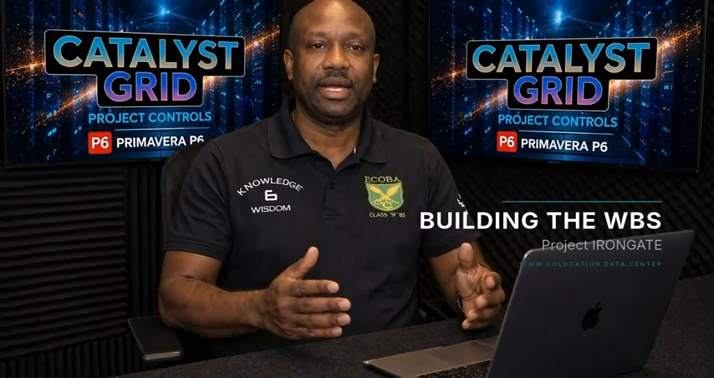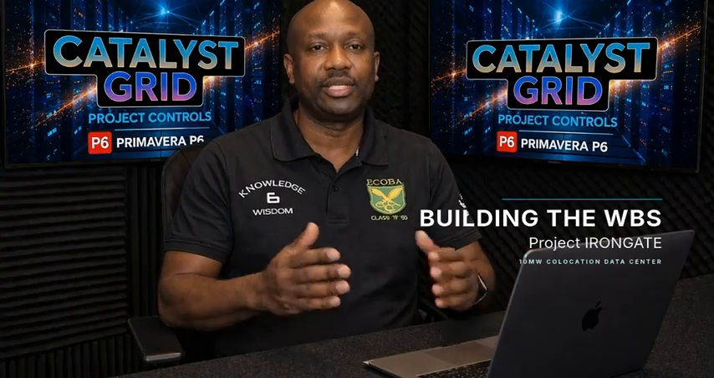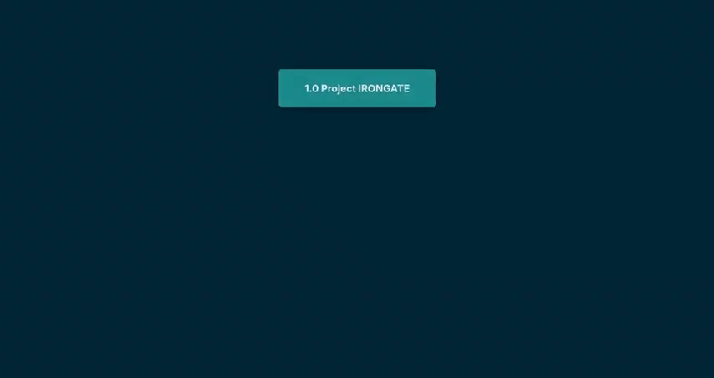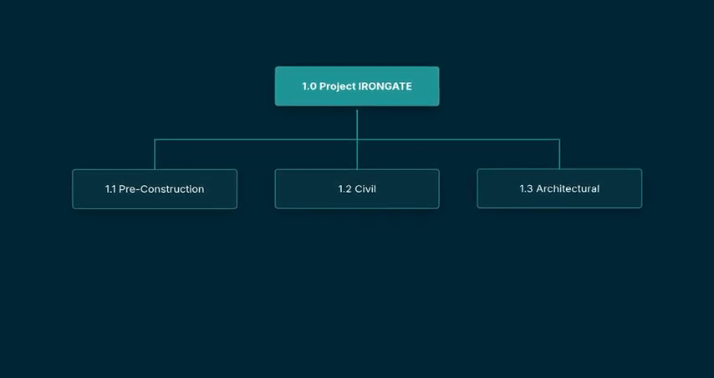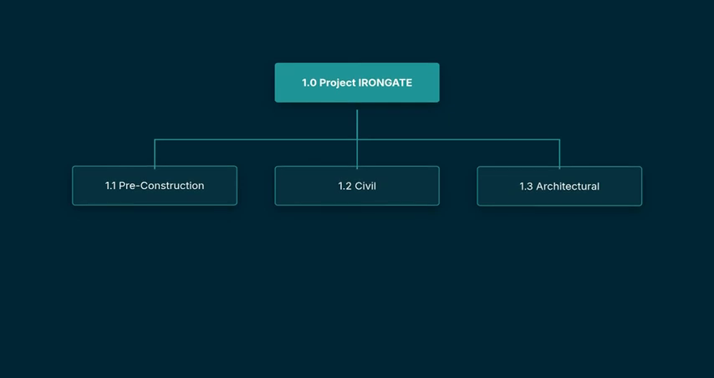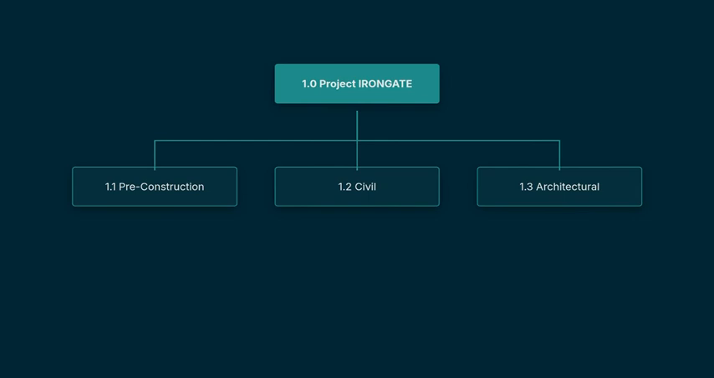Now, let's build a real example. Our project is a 10 million co-location data center, Project IRONGATE. Level 1 is the project name itself. Level 2 breaks out into 1.1 pre-construction, 1.2 civil and structural, 1.3 architectural, 1.4 mechanical, 1.5 electrical, 1.6 IT infrastructure, 1.7 commissioning, 1.8 handover and closeout.